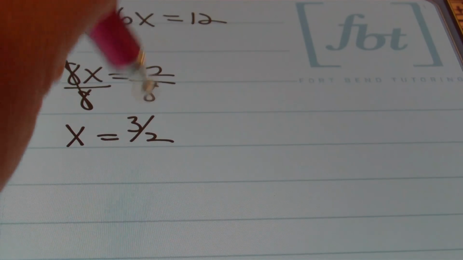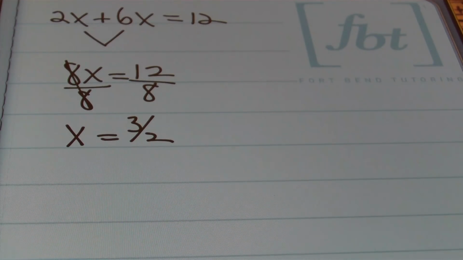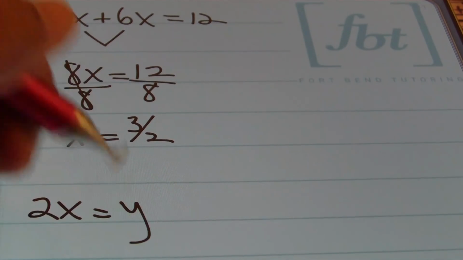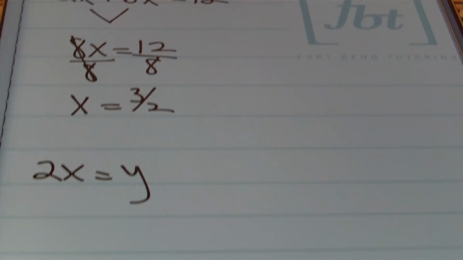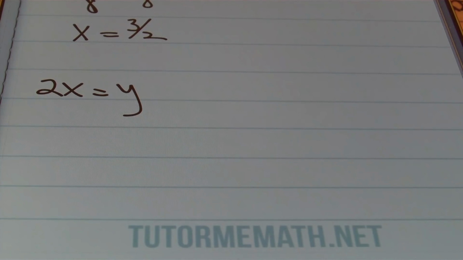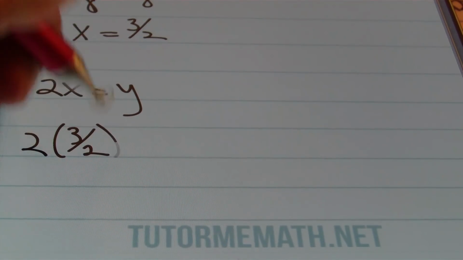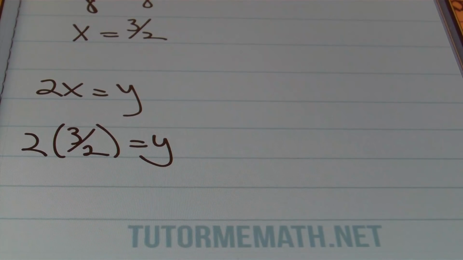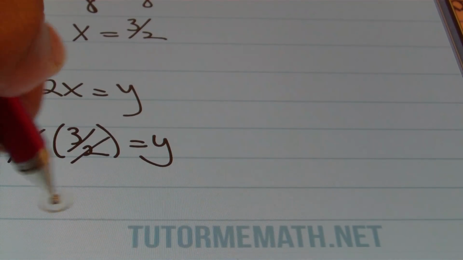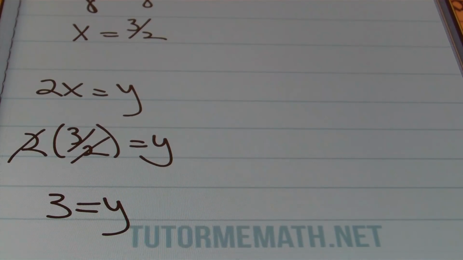Now, utilizing this value, we'll plug this back into one of our original equations and solve for y. Remember that 2x equals y. That was the first equation that we wrote. Knowing that our value of x equals 3/2, we can replace that using substitution to say that 2 times 3/2 equals y. Multiplying 2 times 3/2, our 2's will cancel out and leave you with a value of 3. So y equals 3.